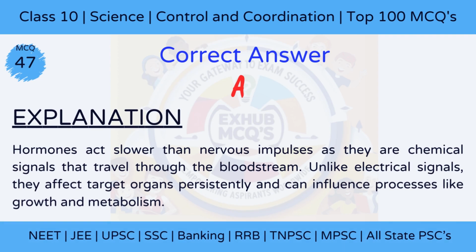The correct answer is option A, they act slower. Explanation. Hormones act slower than nervous impulses as they are chemical signals that travel through the bloodstream. Unlike electrical signals, they affect target organs persistently and can influence processes like growth and metabolism.